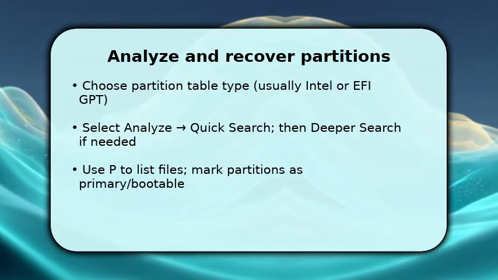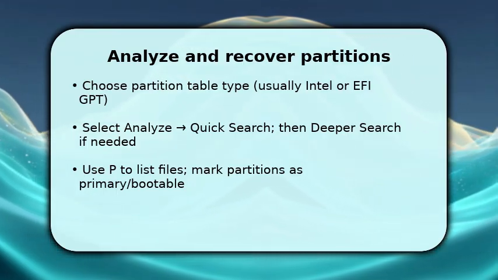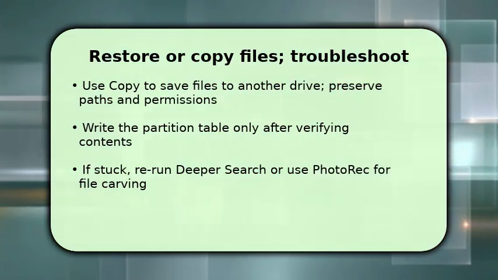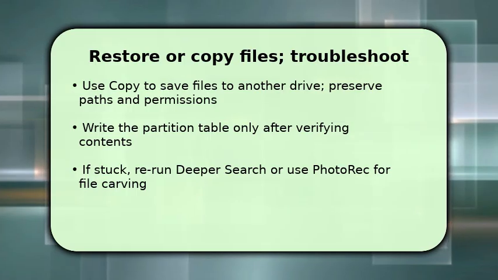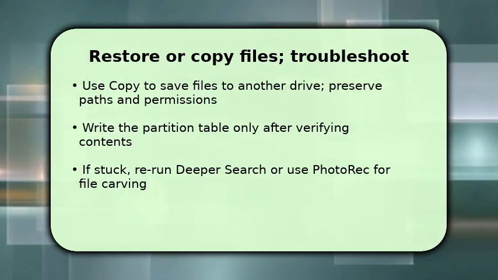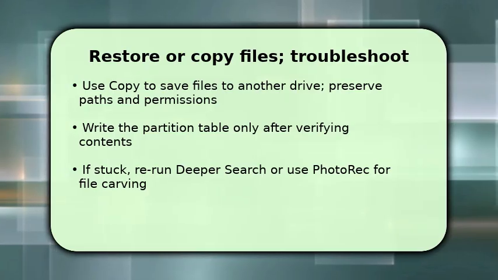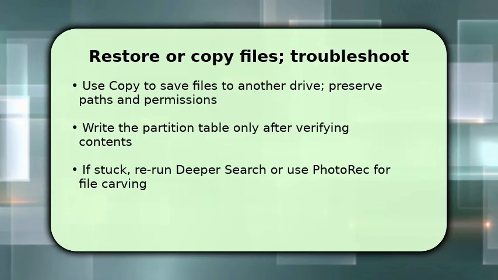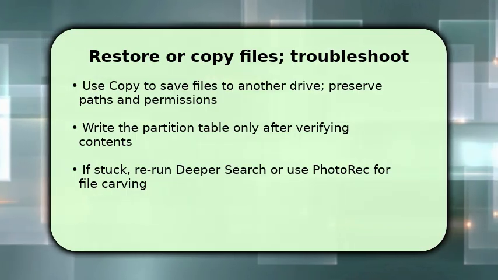This restores the partition table entries and prepares data for recovery. Finally, you recover data. When a partition lists correct files, use copy to export them to an external drive, never the source disk. This preserves integrity. Once you verify recovered data, you can write the new partition structure to the disk. Make sure contents match before confirming.